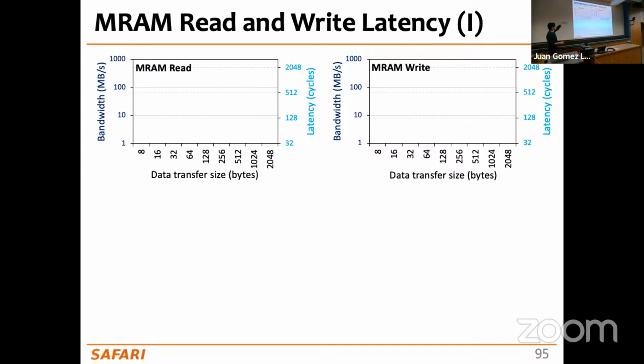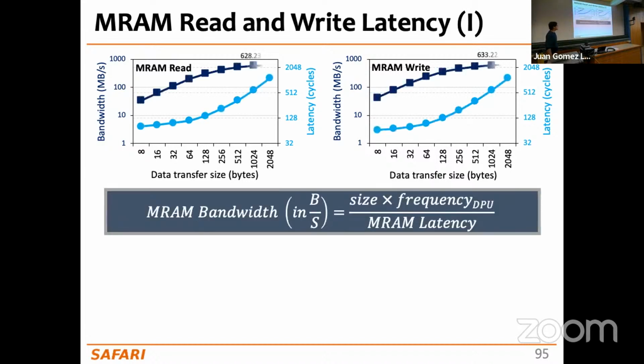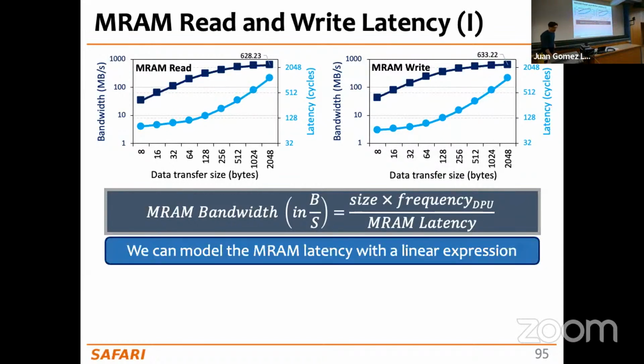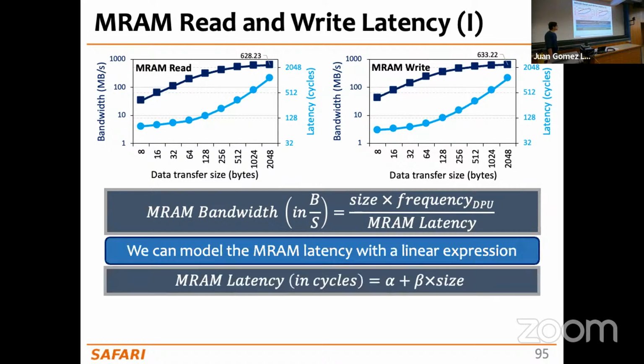And on the left-hand side of each plot, you have the bandwidth. On the right-hand side, you have the latency. This is how the latency looks, how the bandwidth looks. We compute the bandwidth using this expression here. And one thing we observe is that we can model the MRAM latency with a linear expression. This black line is the linear expression, is the model, and the model is exactly like this. It's completely linear. You don't see a straight line simply because this axis is in a logarithmic scale, right?